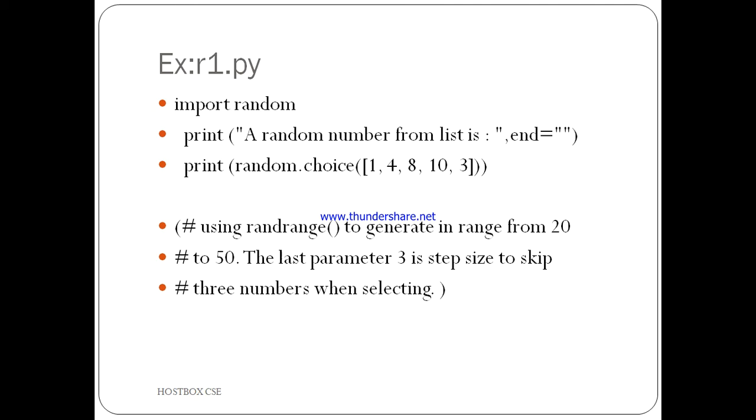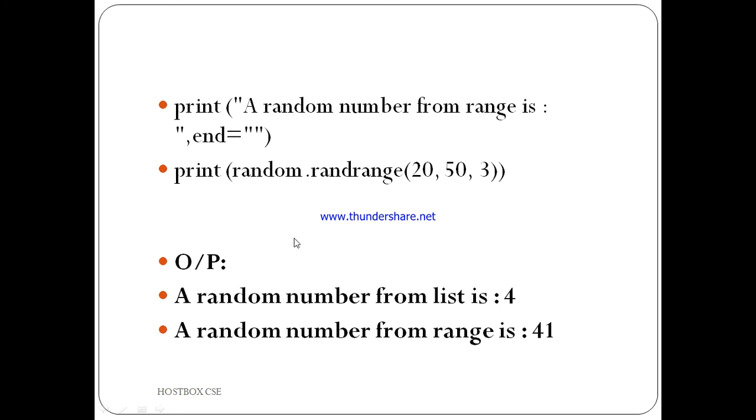So based on the syntax, then we are going to use arrange to generate numbers in the range from 20 to 50. Assume that we are going to generate the numbers from the list of 20 to 50. So we can give the last parameter as 3. I already told you there will be three parameters here. So I can go print of a random number from range is, comma, end, then random dot arrange of 20 comma 50 comma 3.